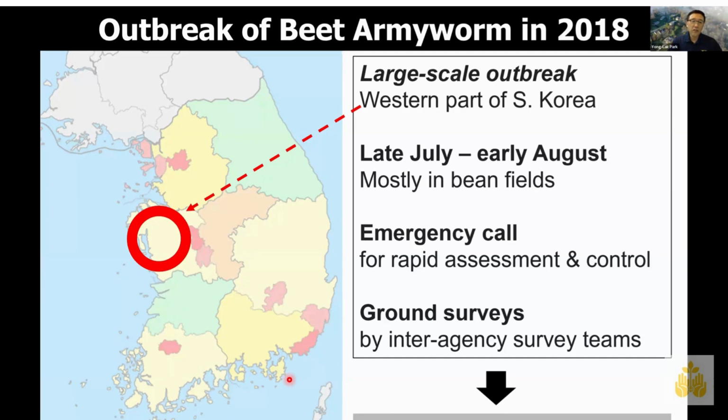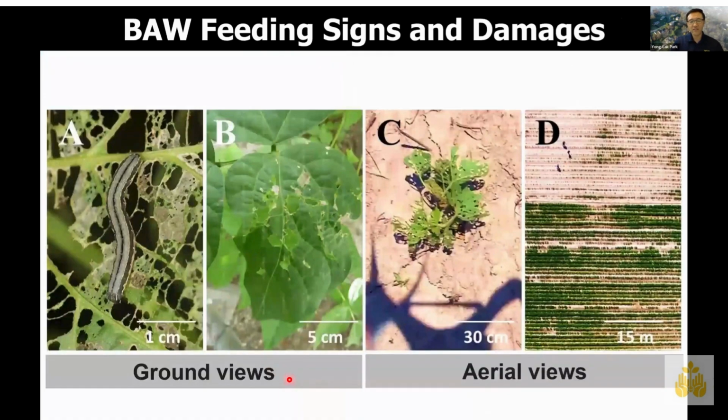If you look at the damage by beet armyworm, they're defoliators. Basically, they remove leaf tissues, so you can easily see it.